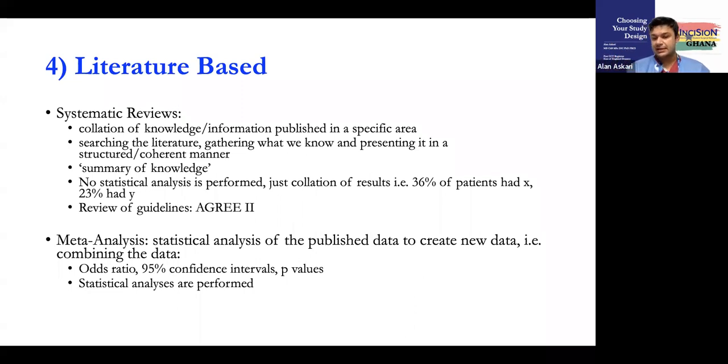Meta-analysis is statistical analysis of the published data. So like we said, in a systematic review, where you're only reporting the 36% versus the 23% had this X or Y, in a meta-analysis, you're actually using unique statistical tools to merge all that data together to produce a new data set. So a new odds ratio, a new percentage, or a new confidence interval. And the advantage of the meta-analysis is you can compare different groups with a p-value and reliably.